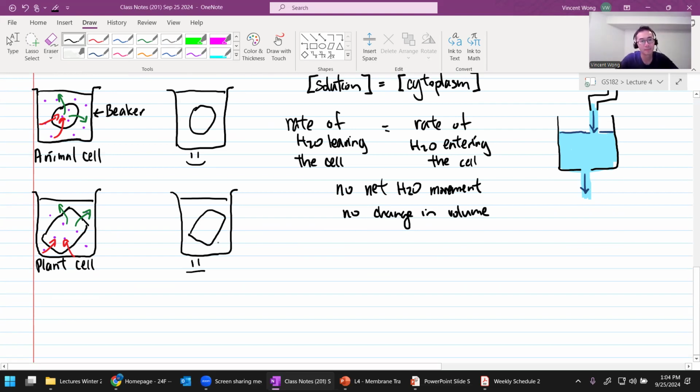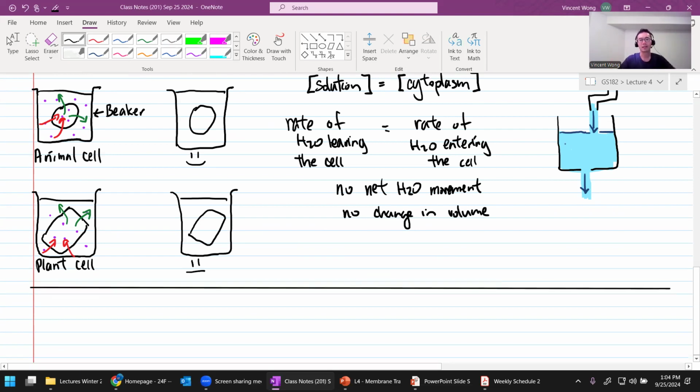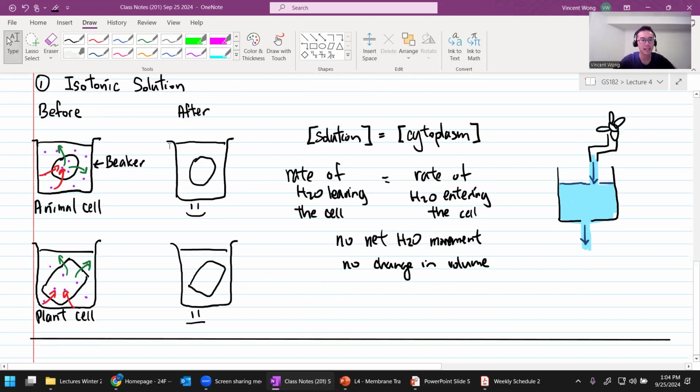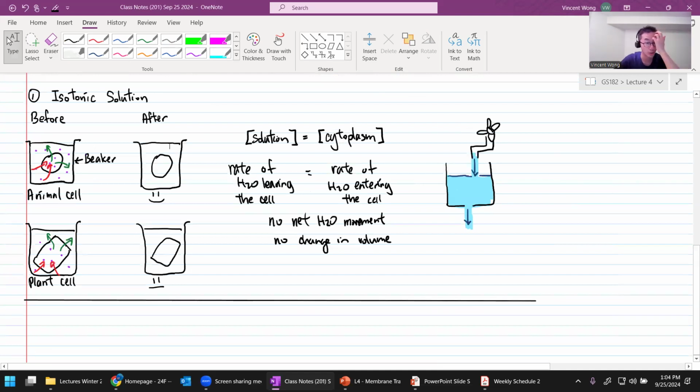So that's like if you forget to water your plants for one or two days. Obviously, some plants don't need as much water, but generally speaking. So that's it. That's the first case scenario, isotonic solution. Does everybody understand? That's the easiest one. I have two more for you.